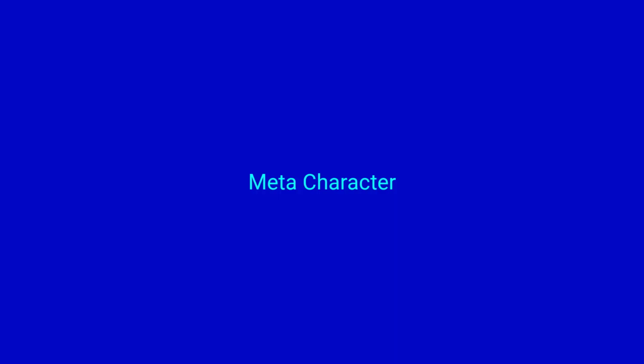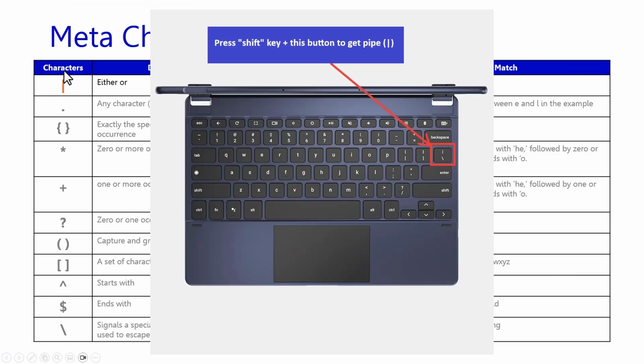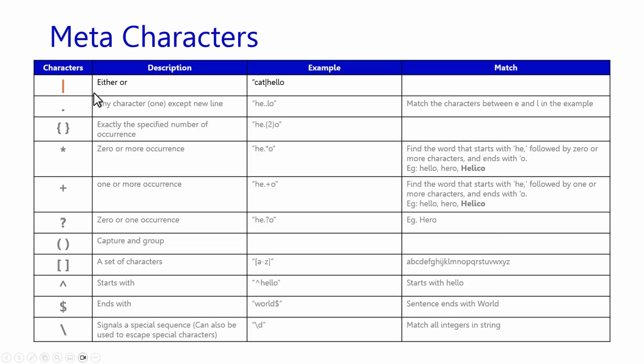Now let's move into the meta characters and try to look into some sequences. Let's start with the very basic meta character, which is pipe. As you know, on the keyboard, above Enter, you can see there is a pipe key. The meaning of this pipe character is "either or". Here I have given one example: if the pattern I have given is cat, pipe, hello, it will try to match cat as well as hello.